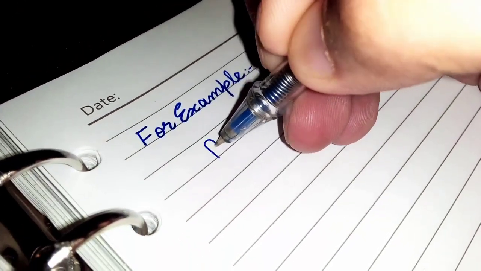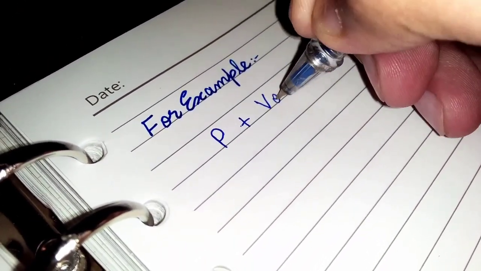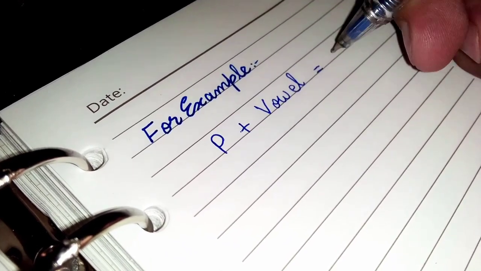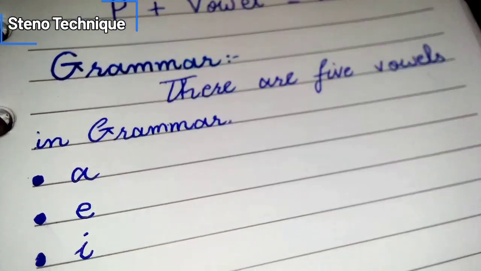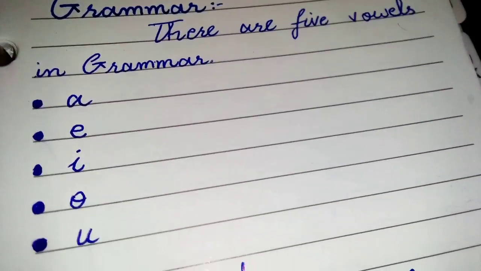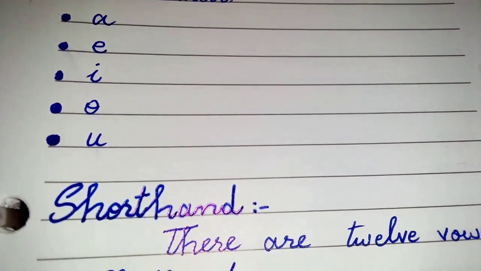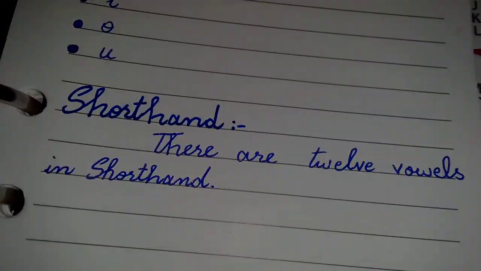For example, we have discussed the stroke P. If we want to write the word pay, then we have to put a vowel with the stroke to make a sound. Grammatically, there are 5 vowels: A, E, I, O and U. But in shorthand there are 12 vowels according to sound.